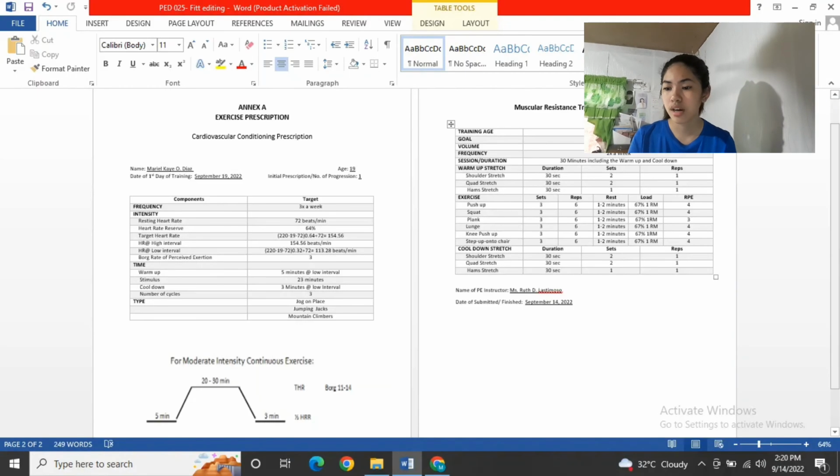So all in all, these are my plan, my exercise prescriptions. I chose this type of exercises in the cardiovascular and strengthening because I believe that these exercises will help me to strengthen my core and to have endurance in cardiovascular, and also to help me to get the goal that I want. So that's all for today.